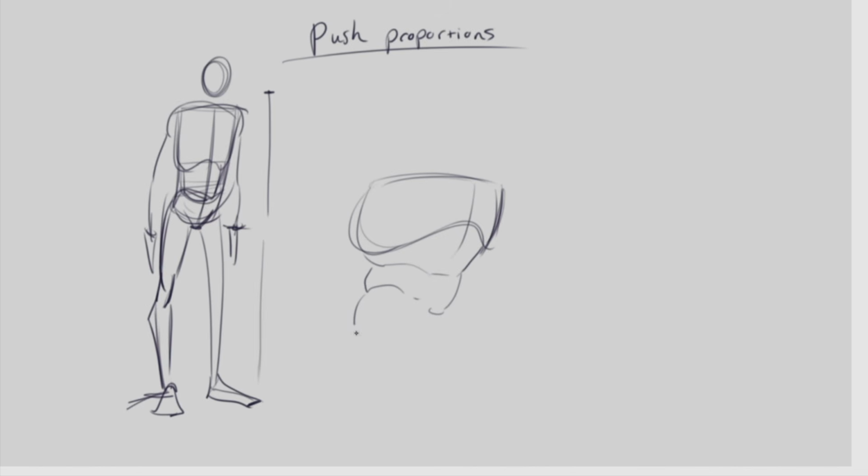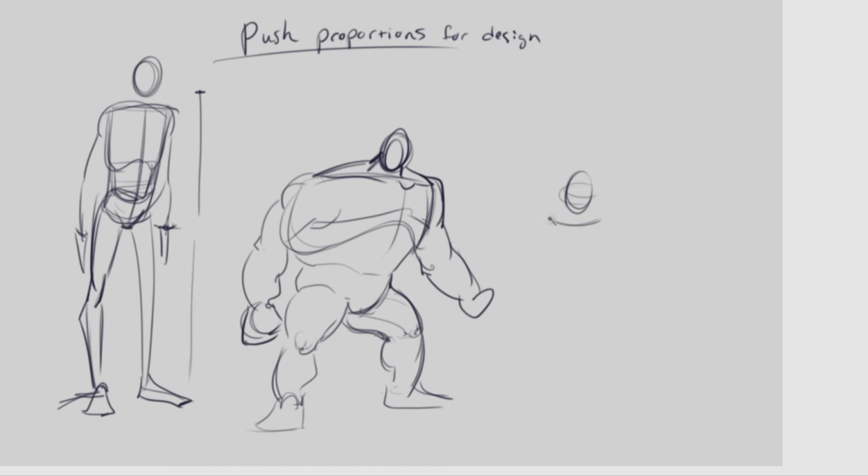But when you push proportions, you have to keep in mind what it shows about that person. For example, here I push this guy's ribcage really wide, and his legs are almost stubs with how short they are, and the head is like a pea. But in this case, it makes him look huge, and you get the impression of a looming, gigantic Hulk figure.